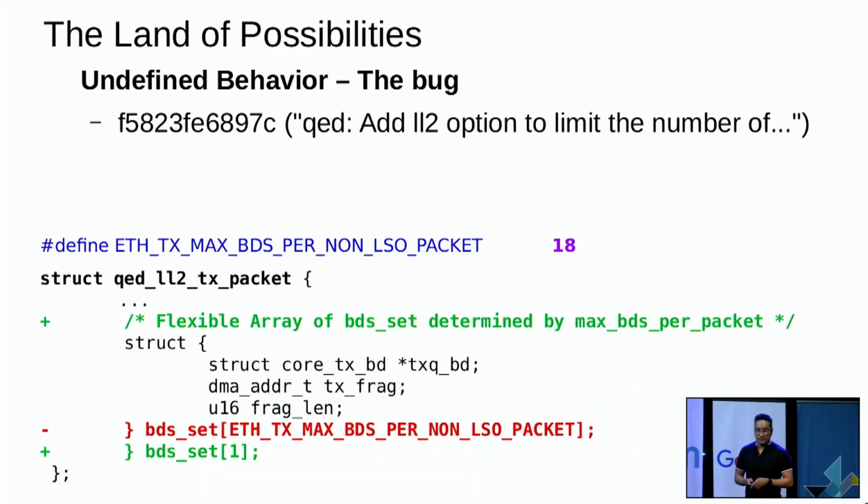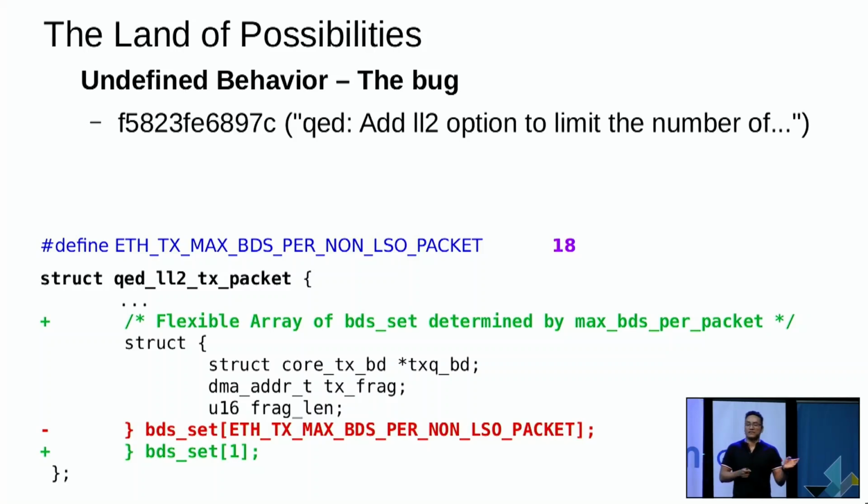So, well, that was fixed in 2019. Another issue I ran into is this. In this case, we have a structure that contains an array of a concrete size, which is an array of 18 items.